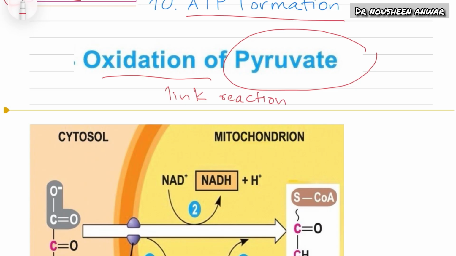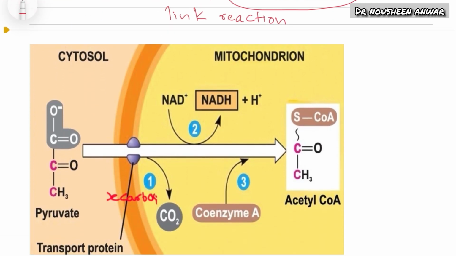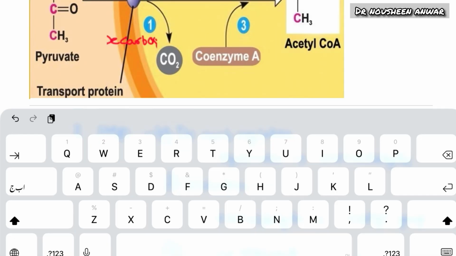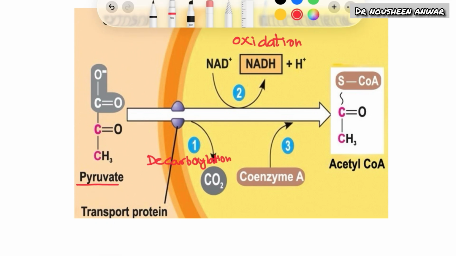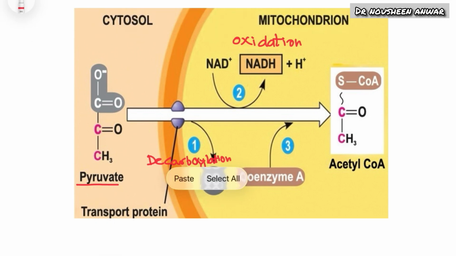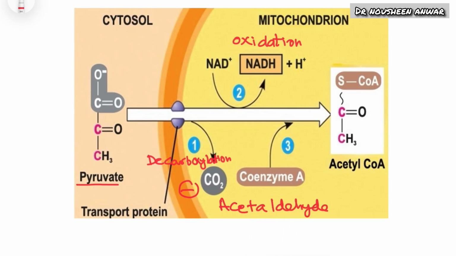What happens in this? This is a pyruvate. This is a 3-step process. The first step is decarboxylation. From the pyruvate, carbon dioxide is removed, and it will become acetaldehyde. This is called decarboxylation.